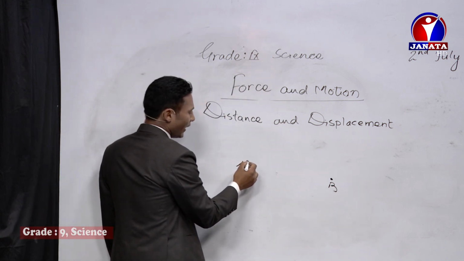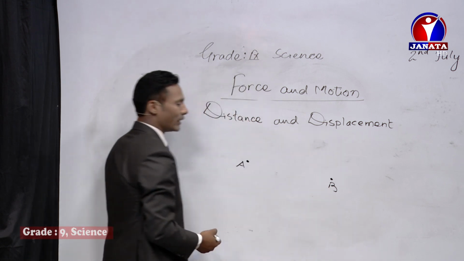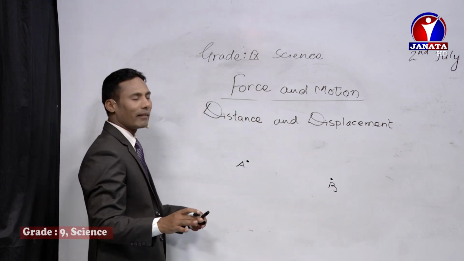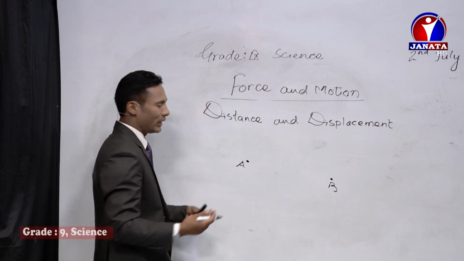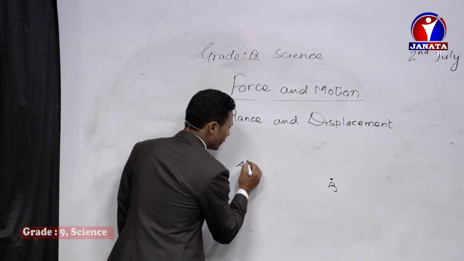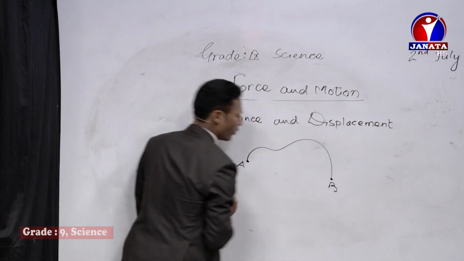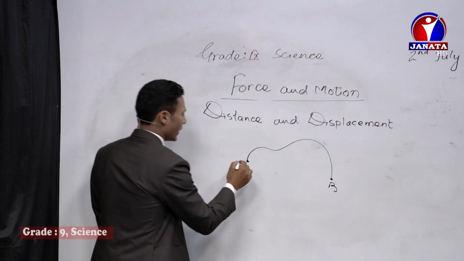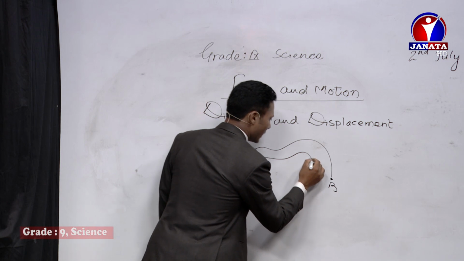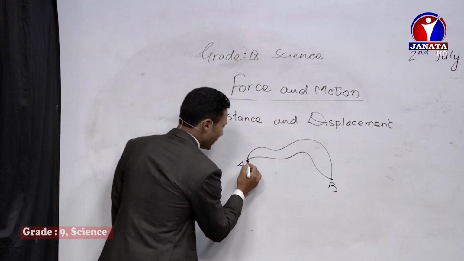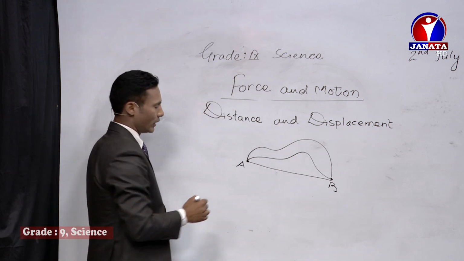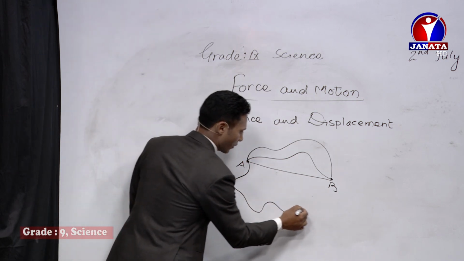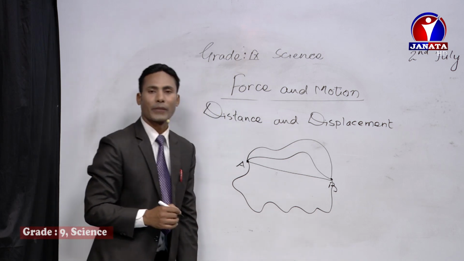Then if I move from place A to B, there may be different ways to move from point A to B. So I can move like this from A to B, I can move like this also, and like this also, and like this also from A to B, right?